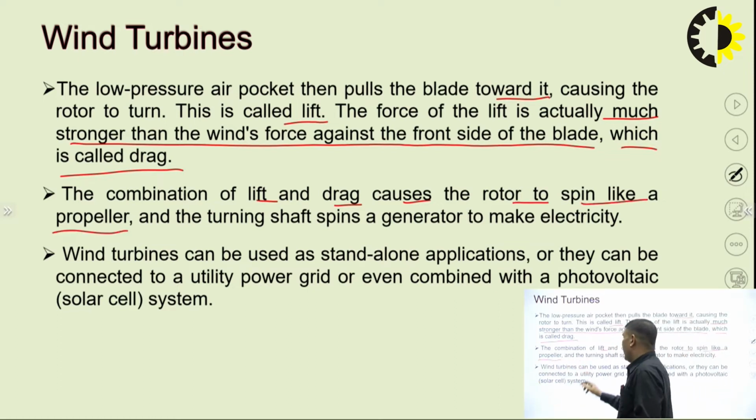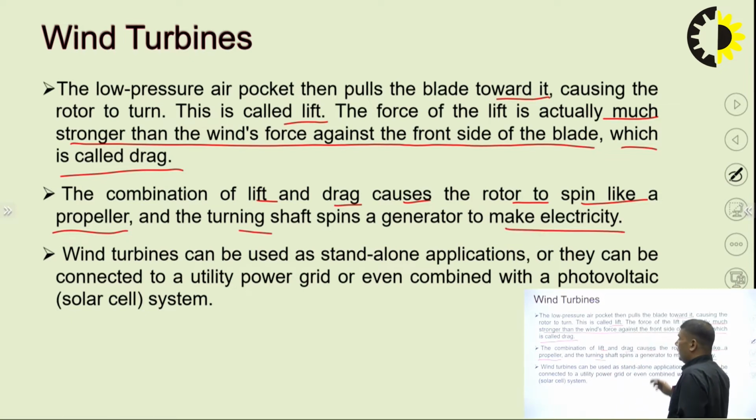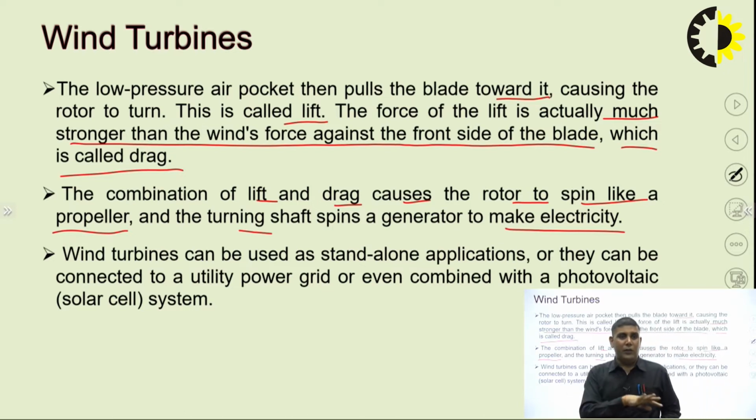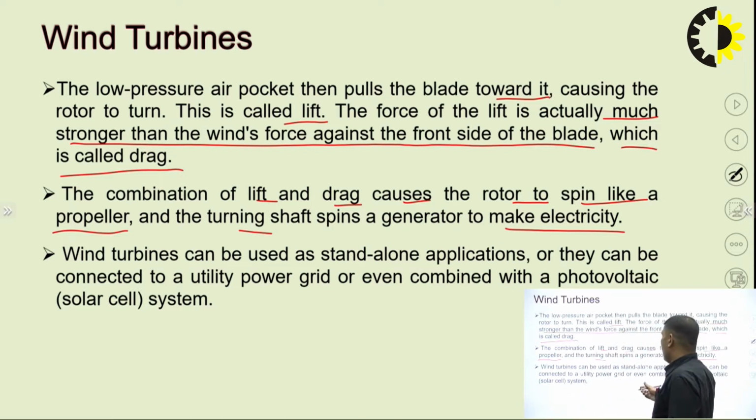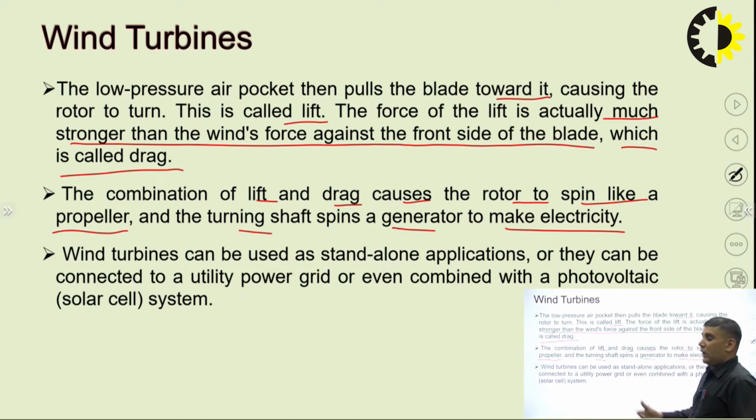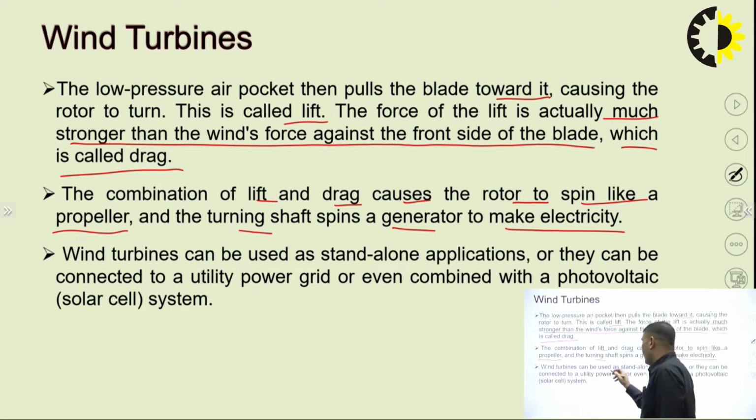The turning shaft spins a generator to make electricity. We have a turning shaft which is linked with the propeller and also linked with the generator, which converts the kinetic energy of the wind into electrical energy. And wind turbines can be used as standalone applications, or they can be connected to a utility power grid, or even combined with a photovoltaic solar system.